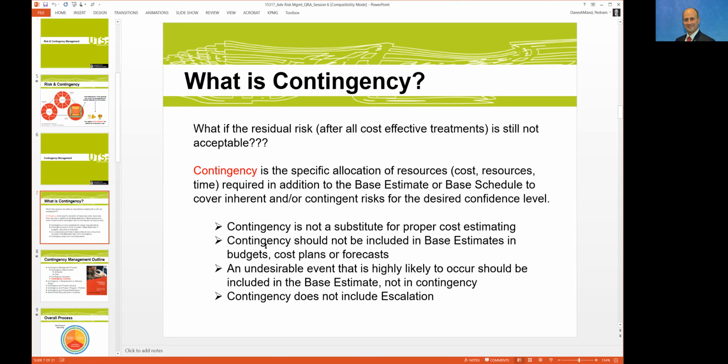The other one is that if there are events that are highly likely to occur, and there is no rule on what counts as highly likely, but I usually recommend that if anything has a likelihood of more than 80%, take it out from contingency modeling and put it as part of the base estimate or base schedule. And the last but not the least is that the contingency should not include the escalation.